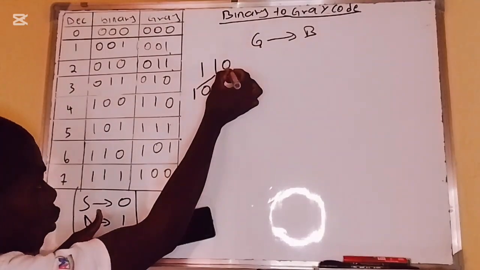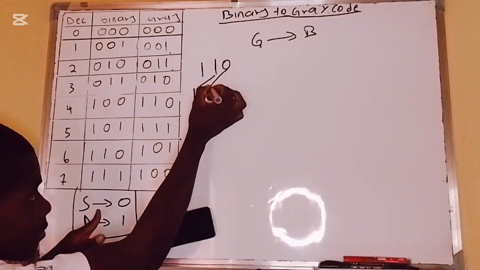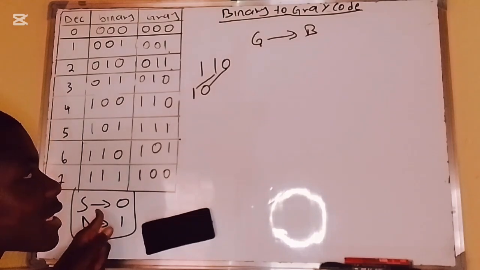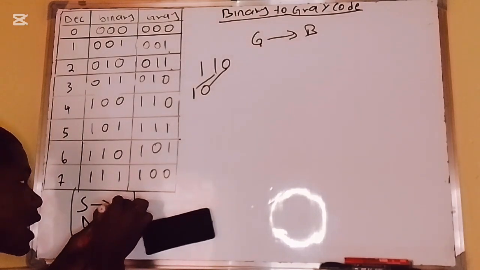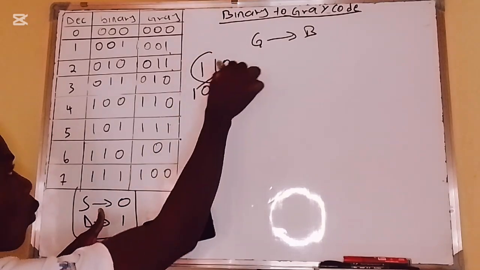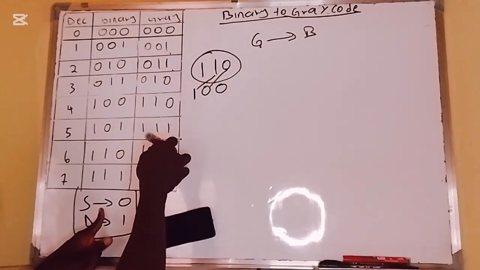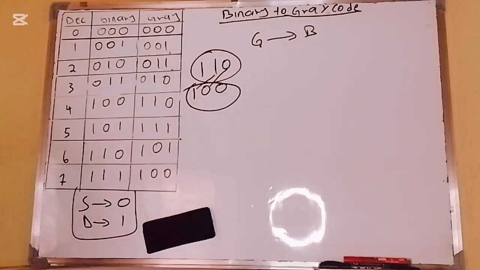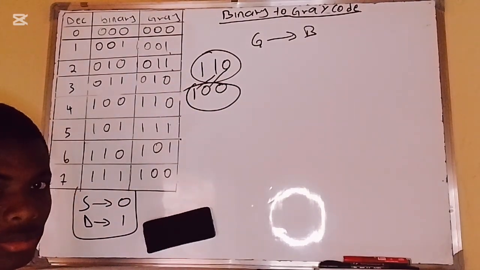Second step, check whether this and this are the same. Check it and see. They are the same. If it is the same, it will be 0. So as you can see, from 110 gray to this, yes, it returned back to this. So this is gray code.